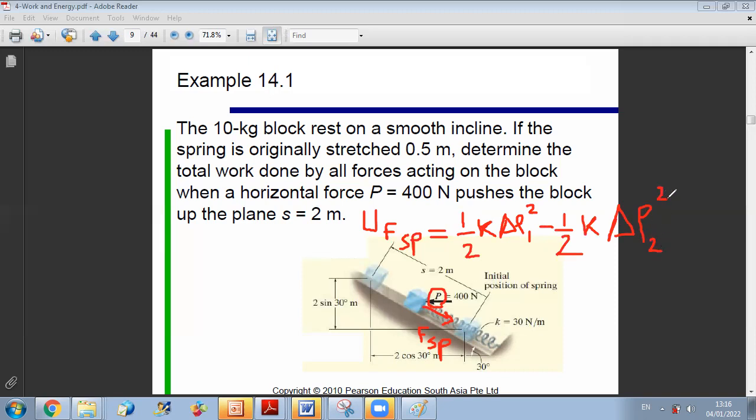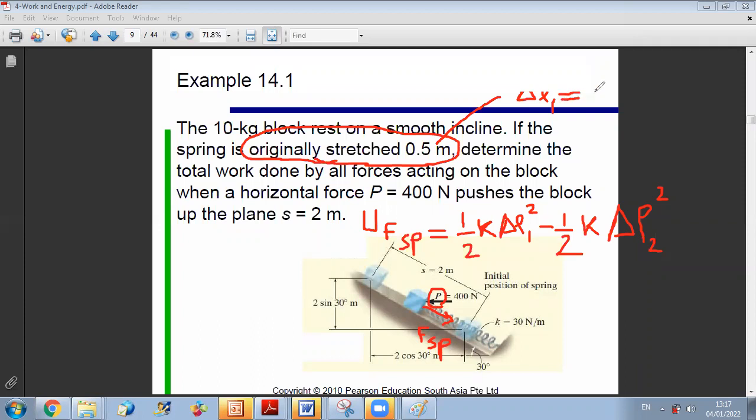Delta L1 is the initial stretching and it's given. Okay? They told you that the spring is originally stretched 0.5. The initial minus the final. Yes. Half K delta L1 square minus half K delta L2 square. And delta L1 is given.